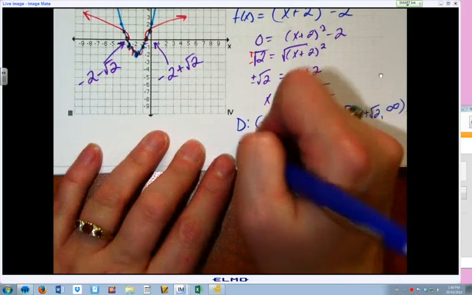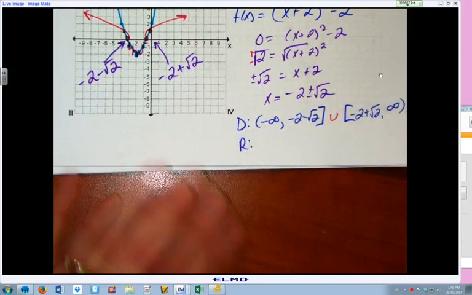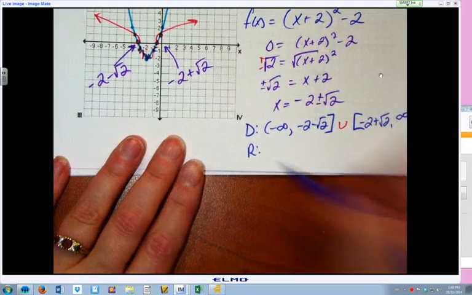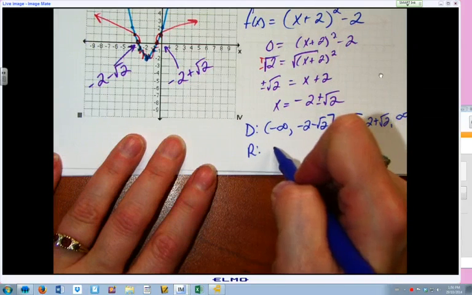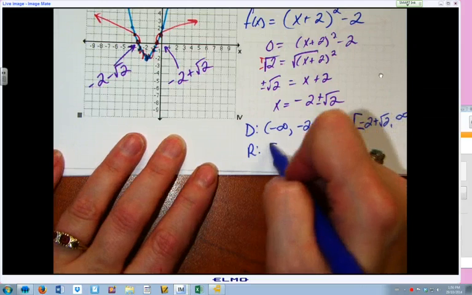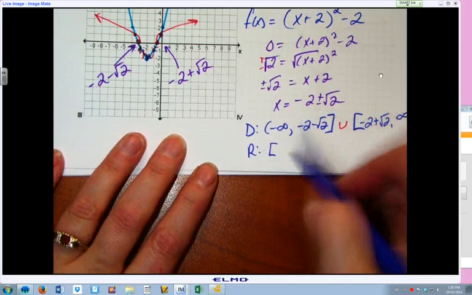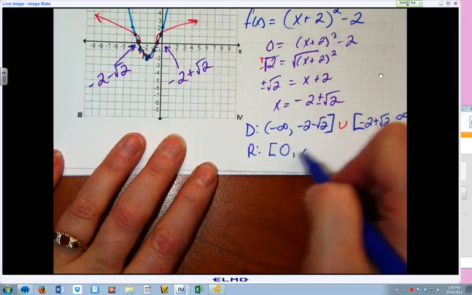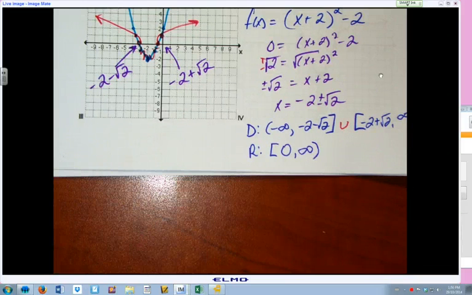And then we're so happy when we come to the range. Look down, look up. Y has to be greater than or equal to. Yes.